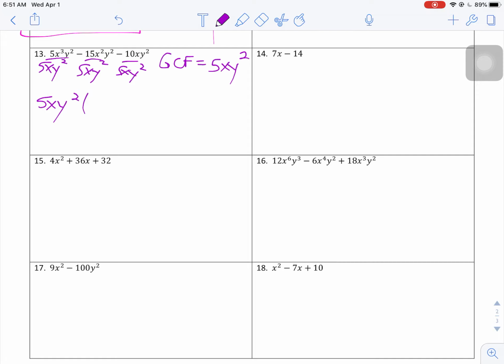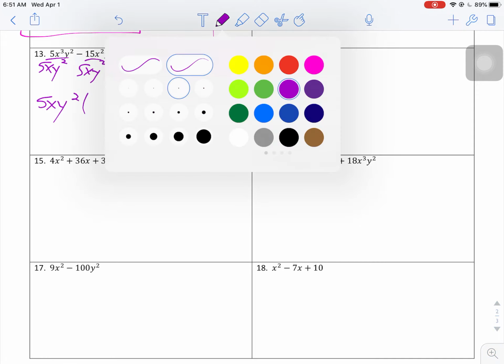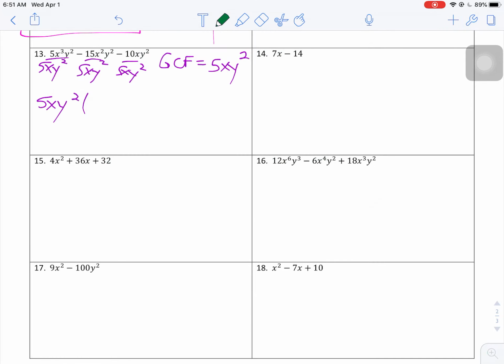So in that first term, remember any exponents that you don't see, they're invisible ones there. So all those x's are x to the invisible 1. And when we are dividing like bases, you're subtracting the exponents. So on that first term, 5 divided by 5 cancels out to 1. X to the third divided by x is x squared, because 3 minus 1 is 2. Y squared divided by itself cancels out to 1.